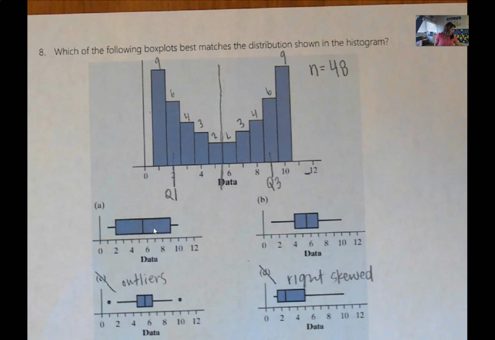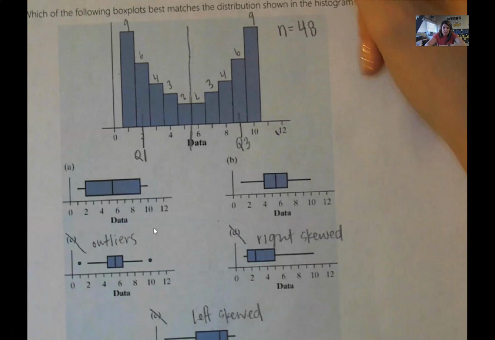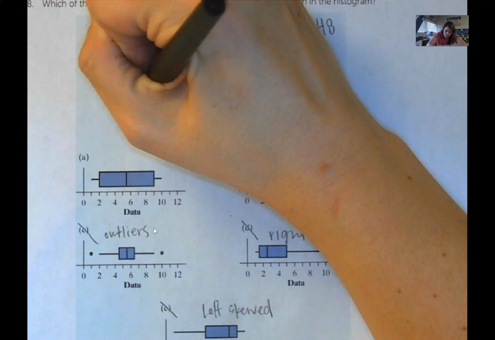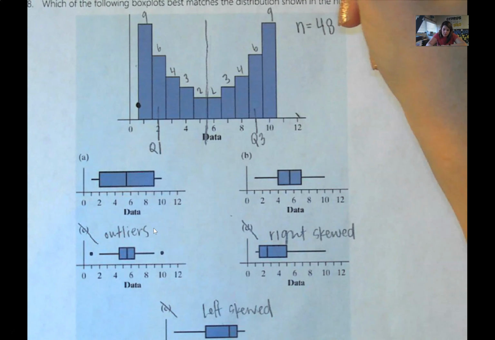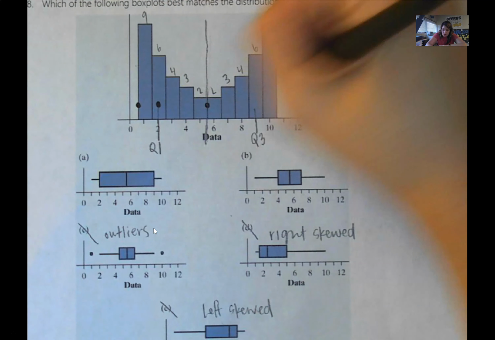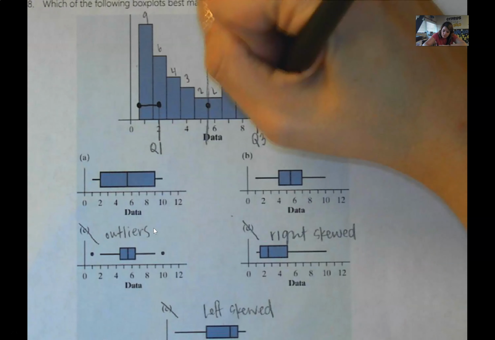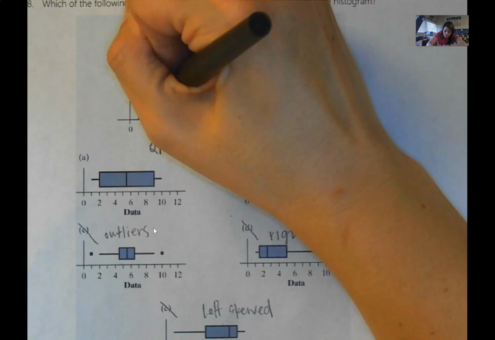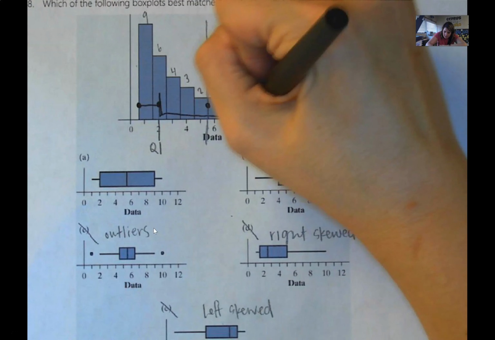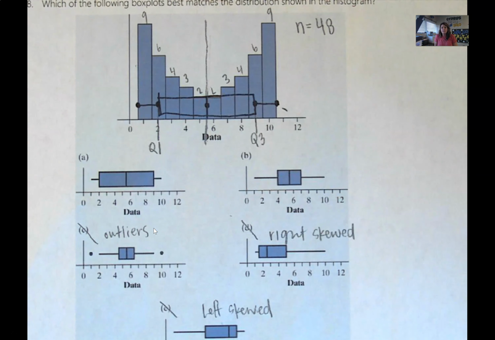If you don't see it yet, I'm going to make a rough box plot on this histogram. This would be your minimum. This is your quartile 1. Median, quartile 3, maximum. I connect the whiskers. I make my box as best I can. And that box and whisker plot matches A the best.